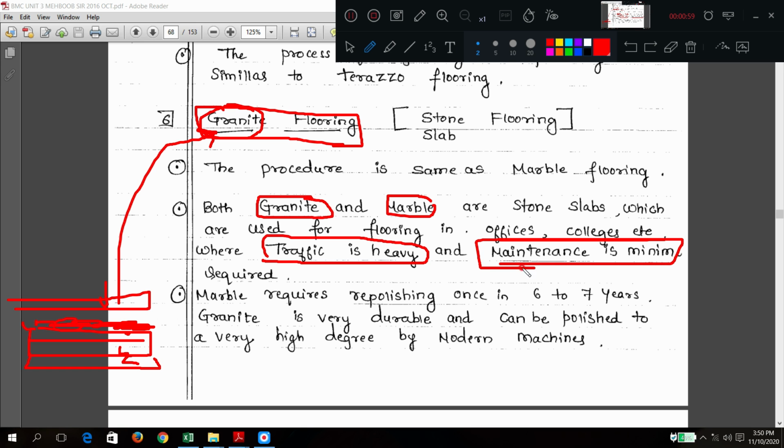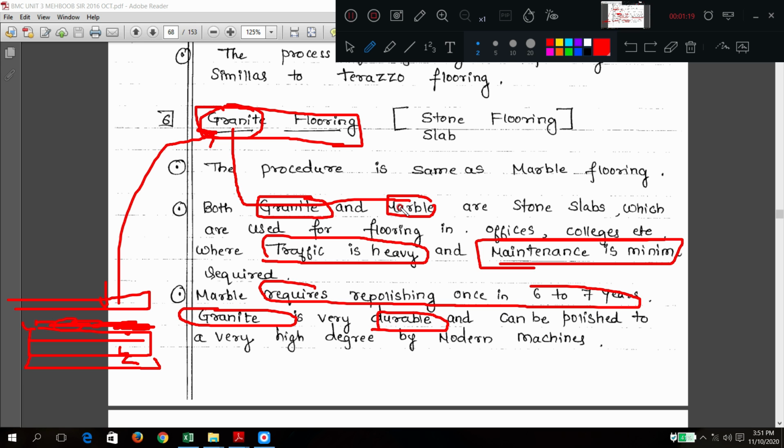Construction method is the same. See, marble requires polishing for 6 to 7 years, but granite does not require any general polishing. So that is why it is very durable. Okay, the only difference is granite is very strong compared to marble. Construction methodology is the same. Okay, that is the thing.